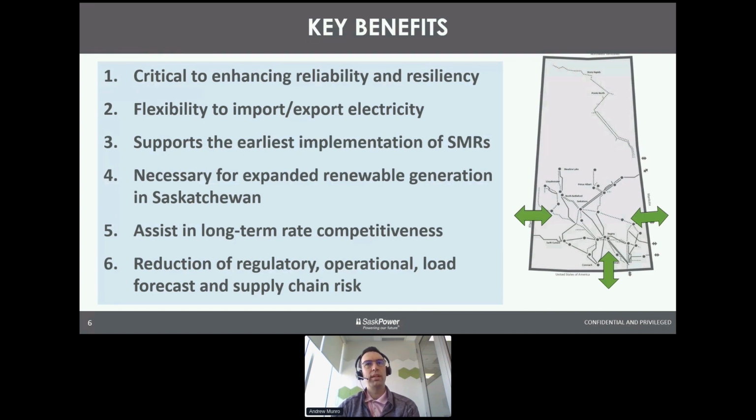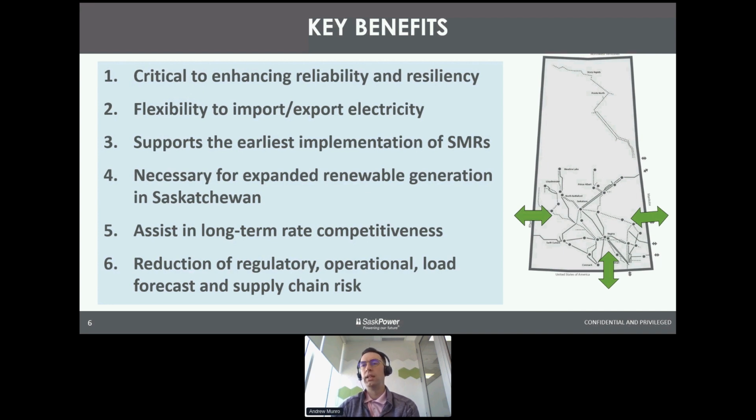It's also necessary for expanding our renewable generation in Saskatchewan. So adding more transmission is key to having more renewables. So if we want to have more wind and more solar, then we need to have larger interties, because we don't have a say when the wind blows or the sun shines or the clouds cover up that sun. So we need to have the flexibility to be able to move electricity out when we have too much, and to bring some in when we don't have enough.